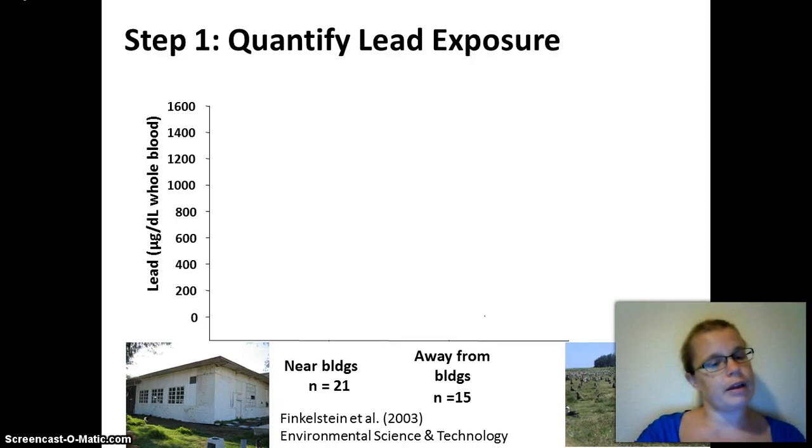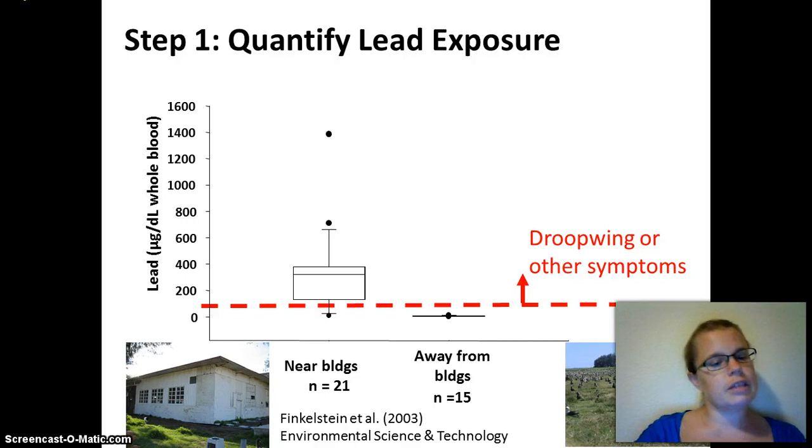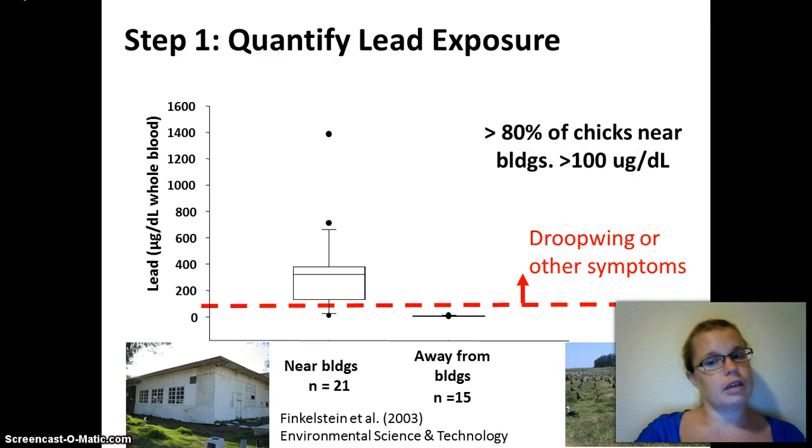So the first step was to quantify just how much lead poisoning there was and look at it in different places. The first thing that Myra did when she got out to Midway was measure the lead in the blood of albatross chicks near the buildings and away from the buildings. As you can see here, the median lead in the blood of albatrosses near the buildings was much higher than away from the buildings. This suggests that it probably is due to something from the buildings that is causing this lead exposure. Also, it was only birds that were near the buildings that had enough lead in their blood to be demonstrating droop wing or other symptoms of lead poisoning. In fact, more than 80% of the chicks near the buildings had high enough lead levels that they could be exhibiting drooping or other symptoms.